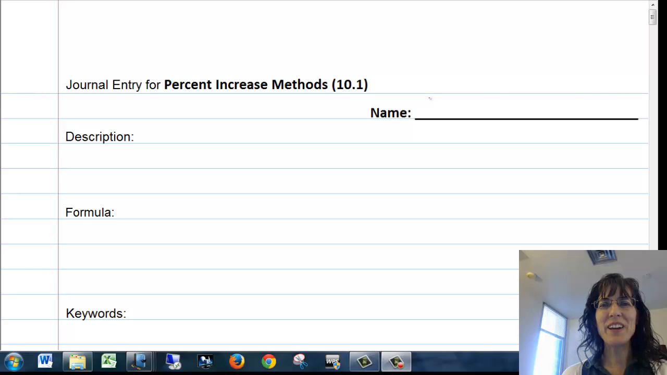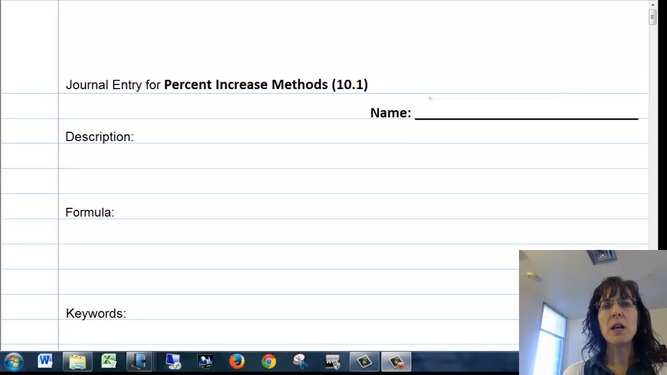Are ready to make a journal entry for percent increase and a journal entry for percent decrease. Now, these papers that I'm having you do have two purposes. The first one is to just let me see that you're getting the content down in a usable format, and so I'll have you turn these in and I'll give you a grade on them, even the ones that I help you out with.